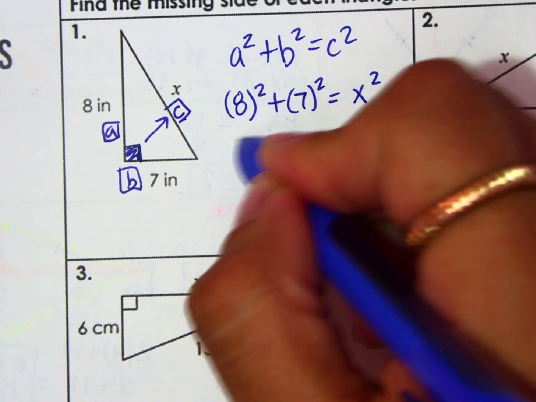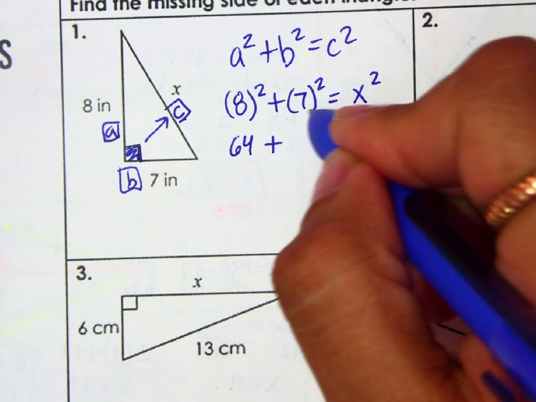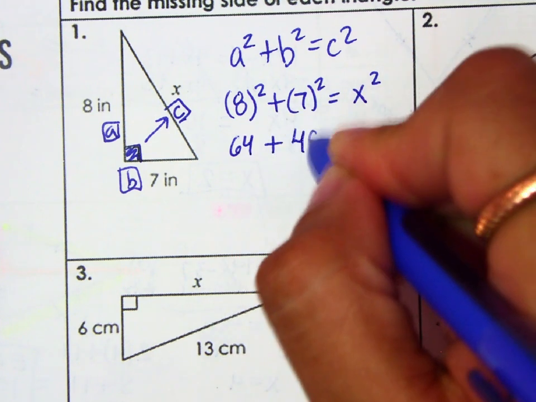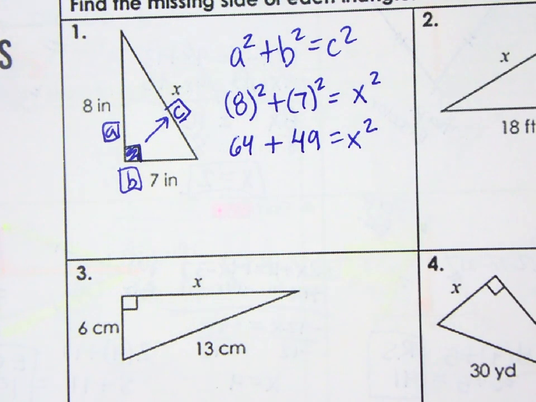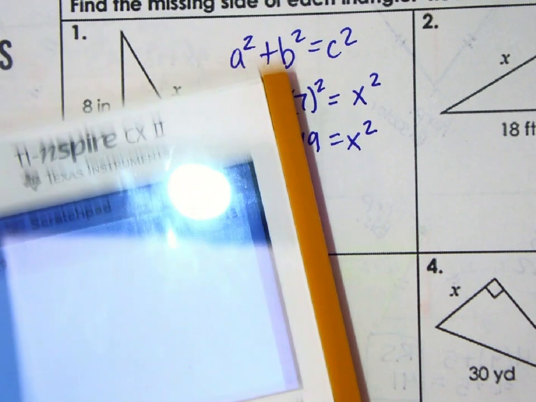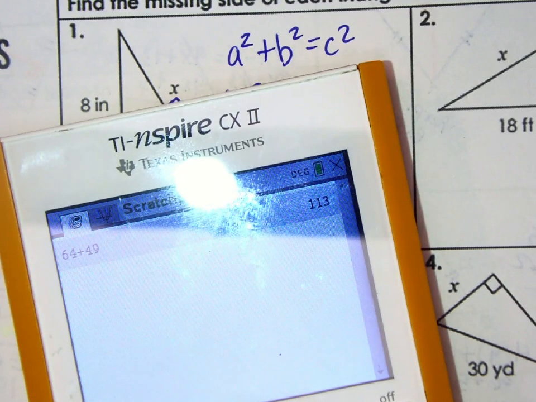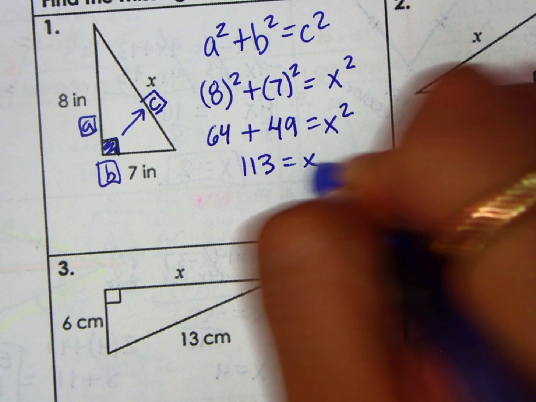8 squared results in 64. 8 times 8. 7 squared is 49. 7 times 7. And then now we're going to add 64 plus 49. And then that results in 113. So we're going to write 113 equals x squared.